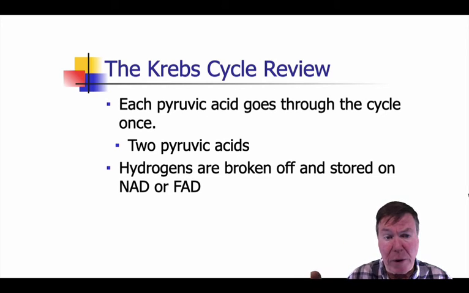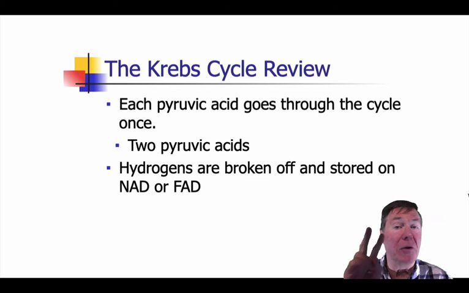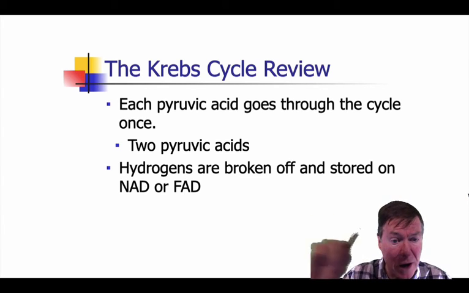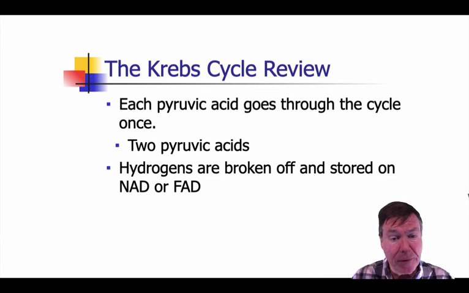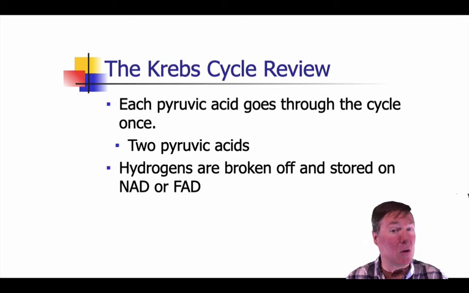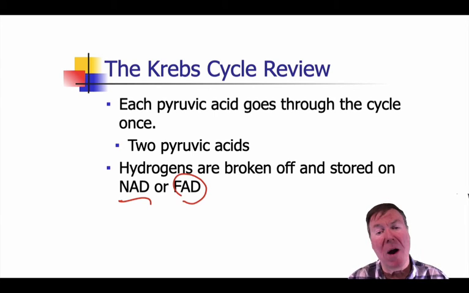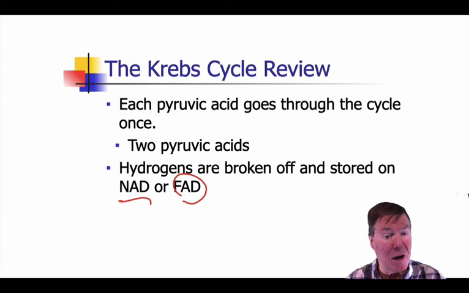So, quick review. Each pyruvic acid goes through the cycle once. Each pyruvic acid, not each glucose molecule. Each pyruvic acid goes through once. But there are 2 pyruvic acids per glucose. So they go through twice. Okay? Hydrogens are broken off, and they're stored someplace. And this is actually what we're doing here. We're trying to store them on NAD and one of them on an FAD per pyruvic acid. So they would be like 2 FADs and a whole bunch of NADs.